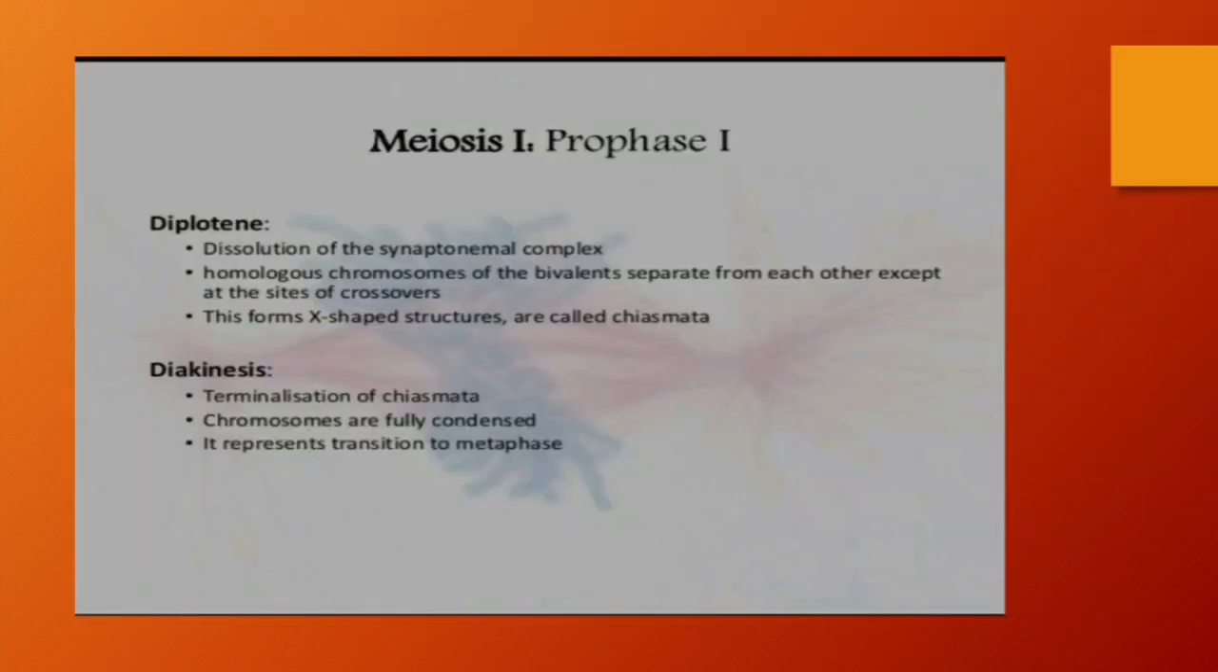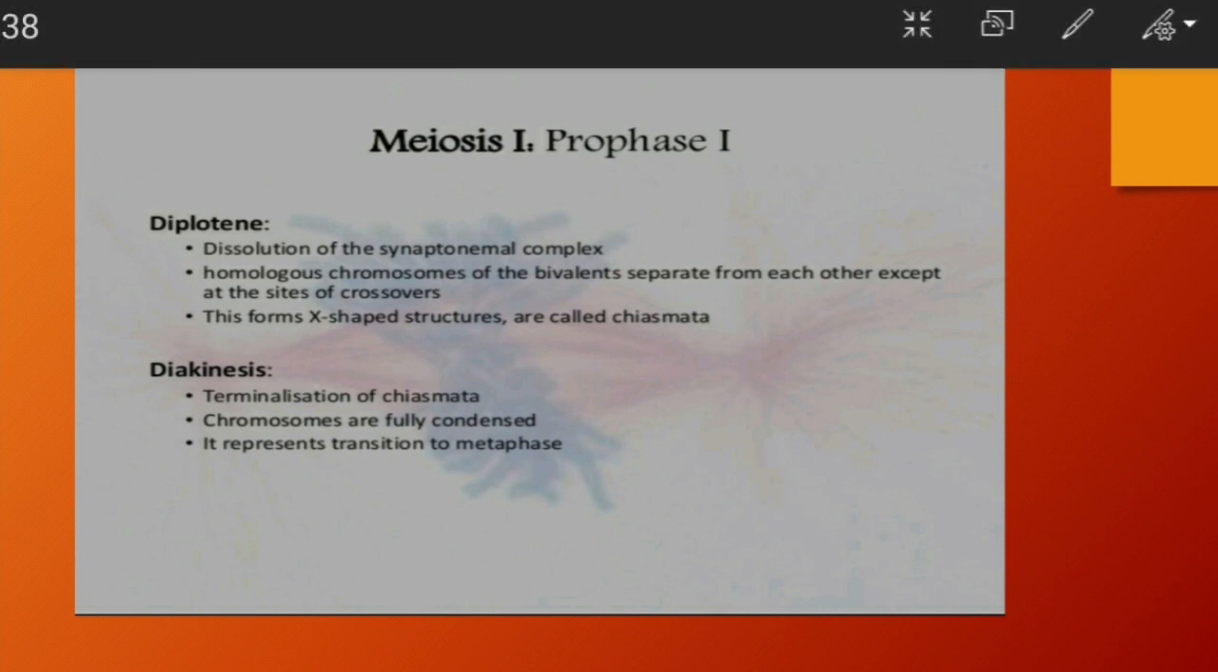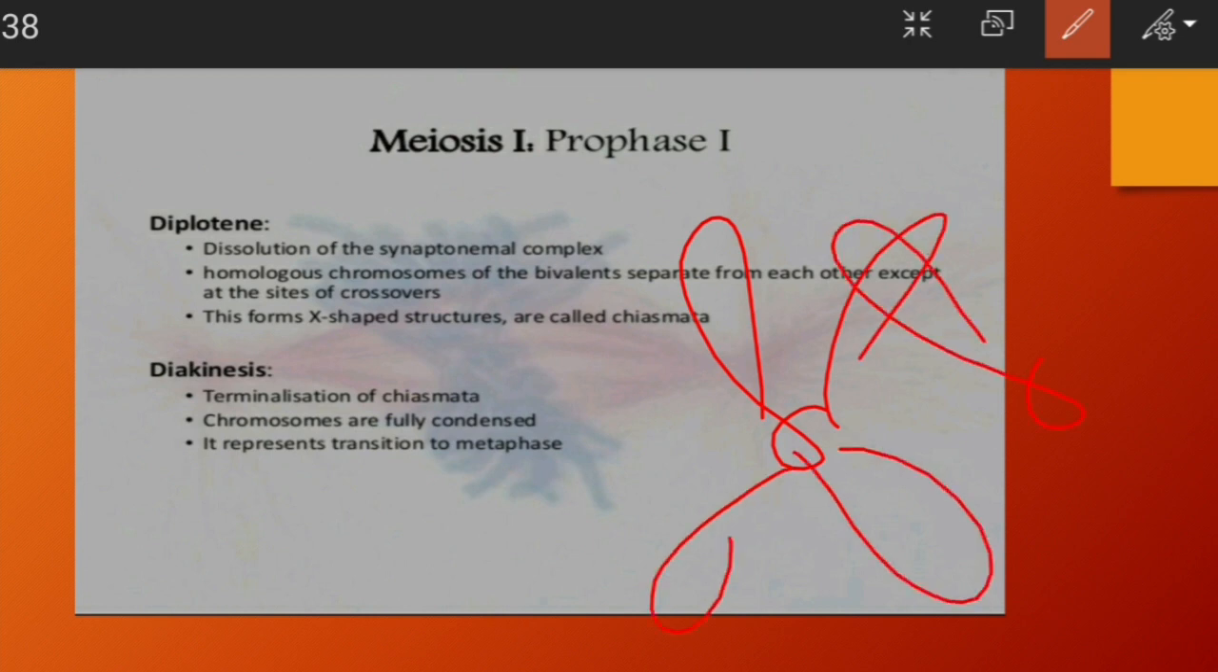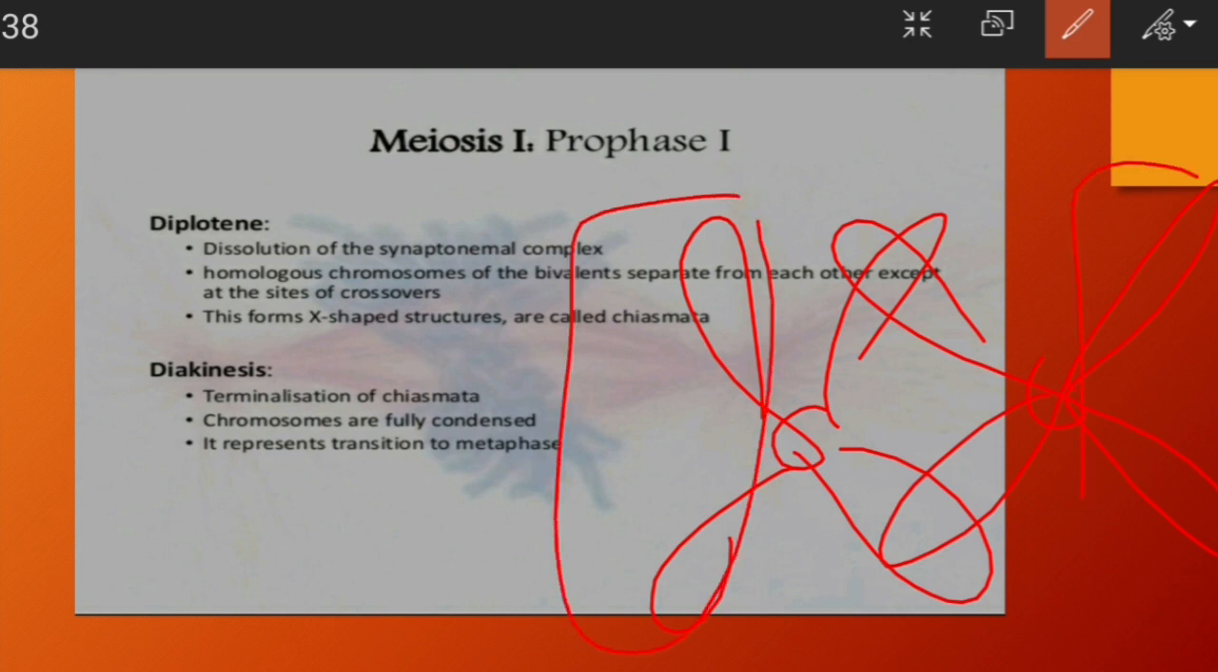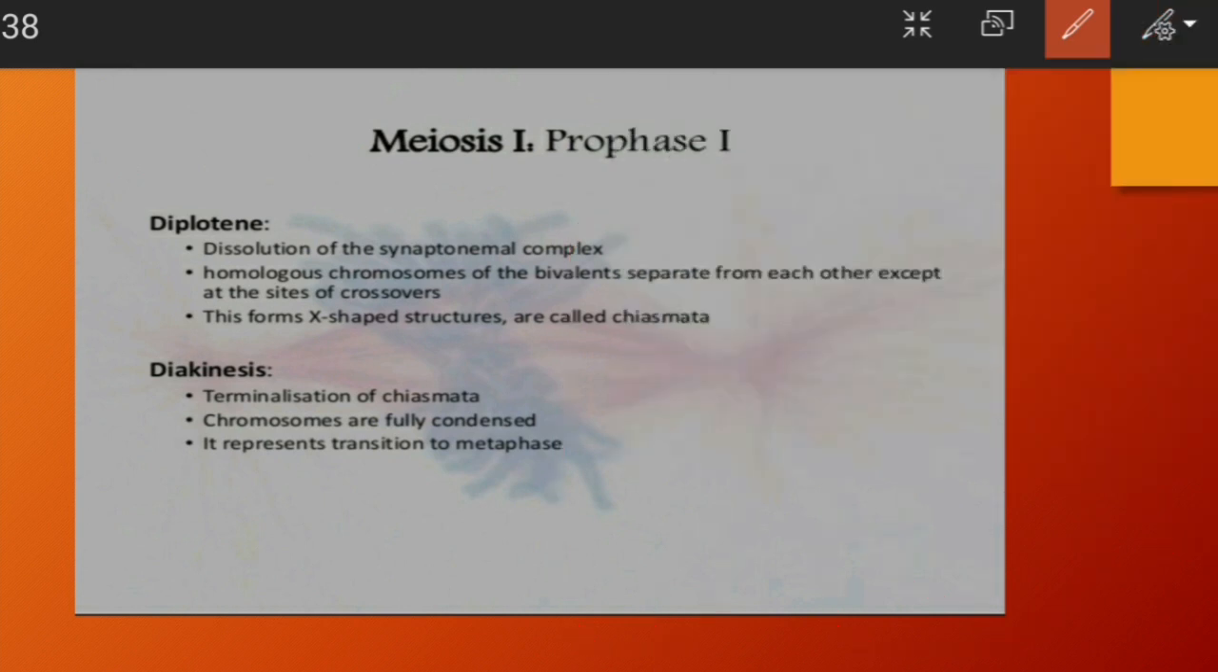During the diplotene, the synaptonemal complex will segregate and there will be formation of an X-shaped structure called chiasmata. The other parts are going to move away slowly. This cross-shaped structure and the point where recombination occurred also dissolve away. At the end, the terminalization of chiasmata will occur during diakinesis. Chromosomes are fully condensed, and after this it will enter the metaphase.